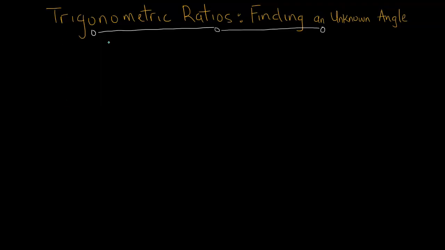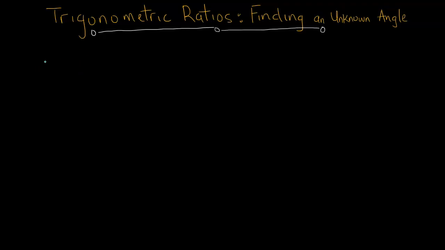Hello everyone. In this video we are going to be solving problems on trigonometric ratios, finding an unknown angle. In the previous video we solved similar problems, but what we found were the unknown sides. To see the video, just click on the link at the top right hand corner of your screen.